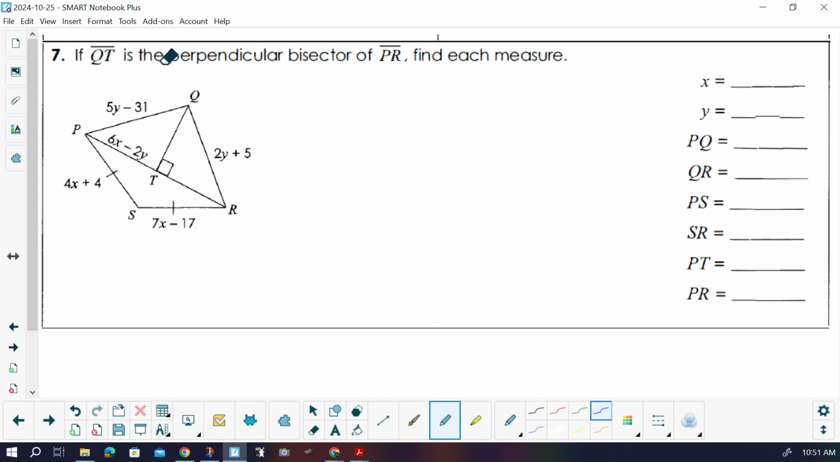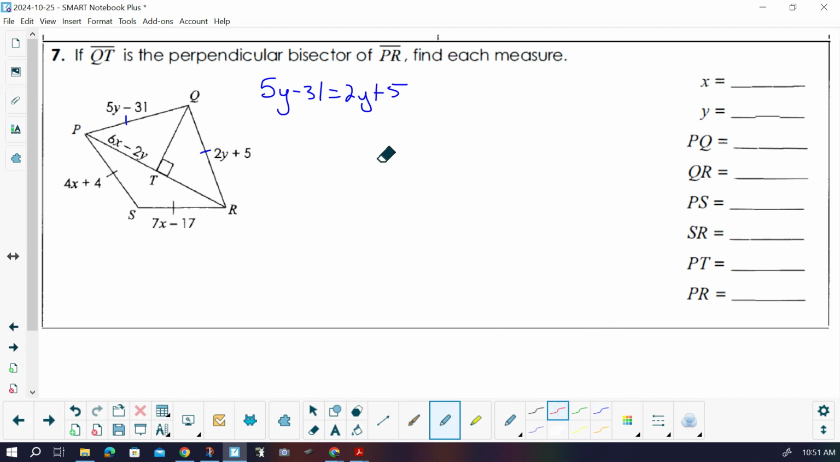We've got QT is a perpendicular, this is a perpendicular bisector, which means this line right here, same distance away from this, these are equal distance, right? And so that means this equals this, so we could solve that. That'd be something we could solve. Okay, let's go ahead and solve it.